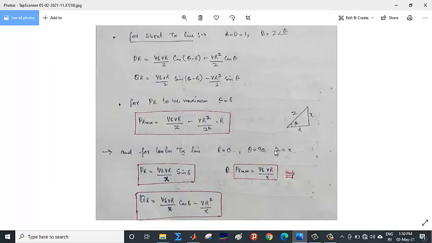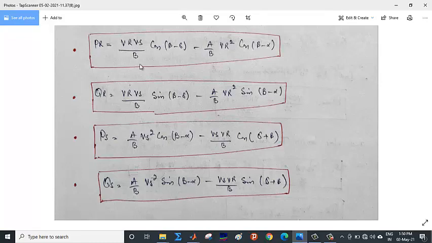Now for short transmission line, we know that A is equal to D is equal to 1, B is equal to Z at an angle of theta. I will write in terms of the polar form. So PR is equal to VSVR by Z cos of theta minus delta. So B is equal to Z, it will be equal to VSVR by Z cos of beta minus delta. It remains as it is.